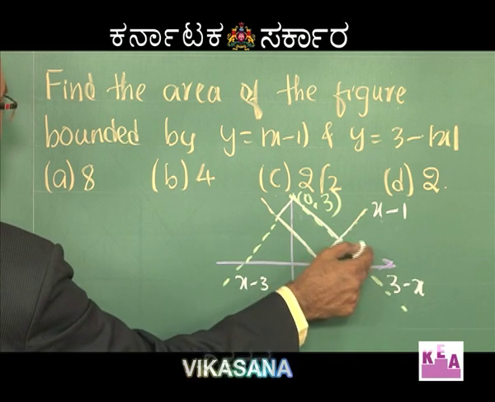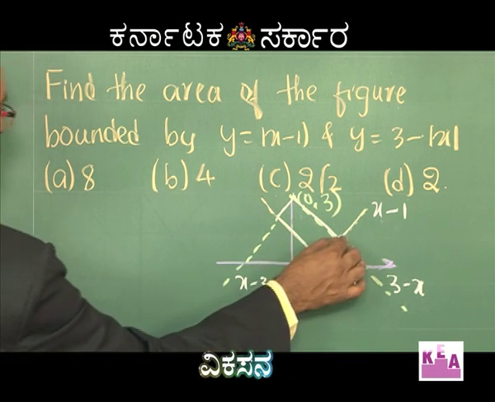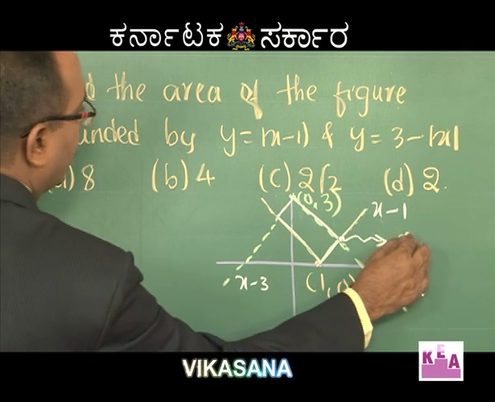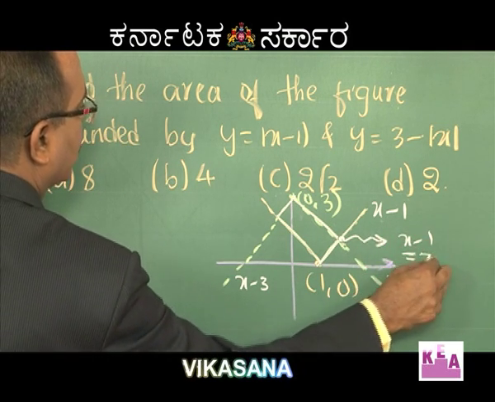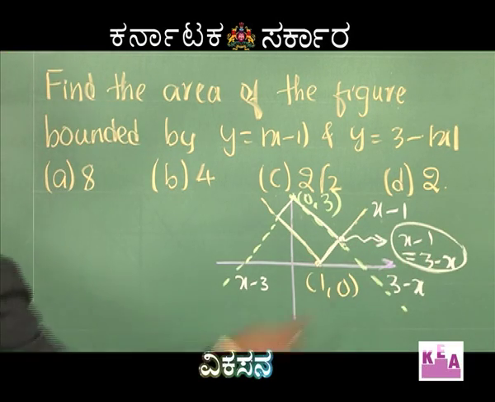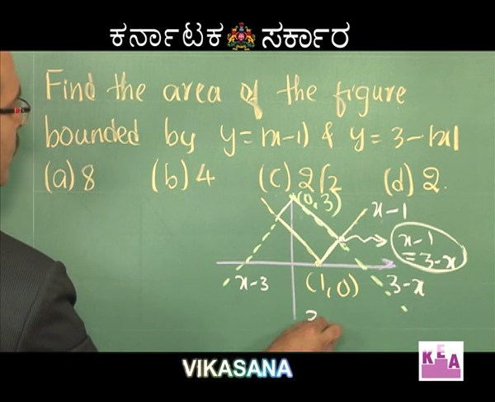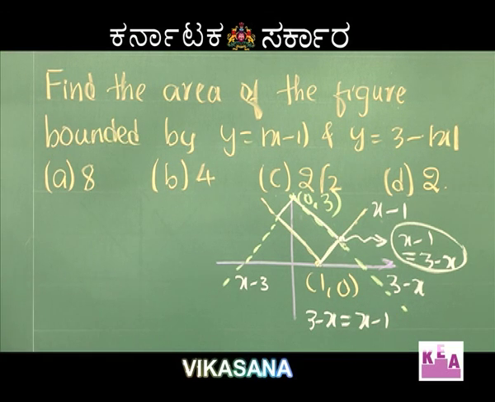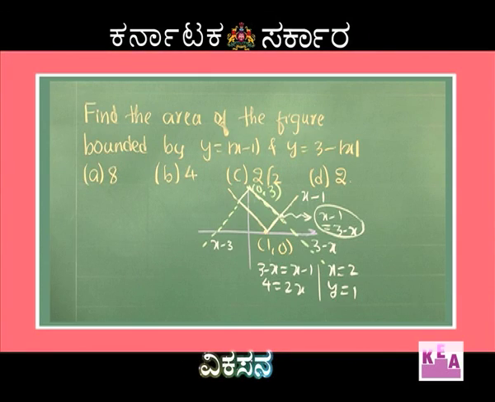3 minus x, you can see negative slope. But particularly at this point, x minus 1 is same as 3 minus x. Very, very important, because both of them are meeting. Shift x to the left hand side, and the constant to the right hand side. What will you get here? 3 minus x is equal to x minus 1. Therefore, shift x to the left hand side, 1 to the left hand side. 3 plus 1, 4 is equal to 2x. Therefore, x is equal to 2.